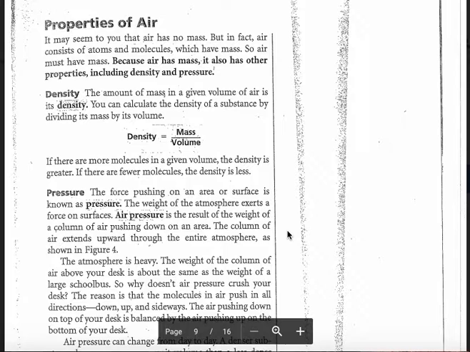Density. The amount of mass in a given volume of air is density. The amount of mass in a given volume is density. You can calculate the density of a substance by dividing its mass by its volume. If there are more molecules in a given volume, the density is greater. If there are fewer molecules, the density is less.